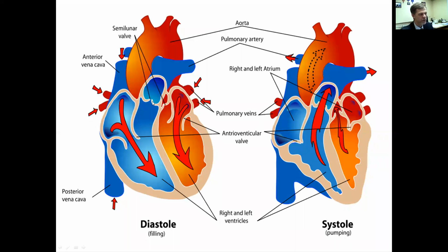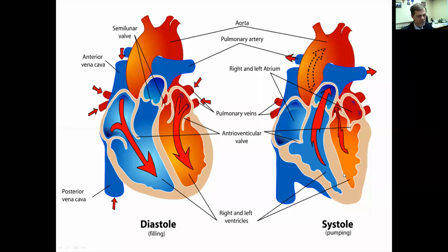Semilunar valves let blood also flow one way from ventricles to vessels, to aorta and pulmonary trunk. In diastole, blood tries to return because in diastole we have pressure in aorta and pulmonary trunk, but cannot because the semilunar valves are closed. Again, in diastole, AV valves open and blood fills ventricles, semilunar valves closed.